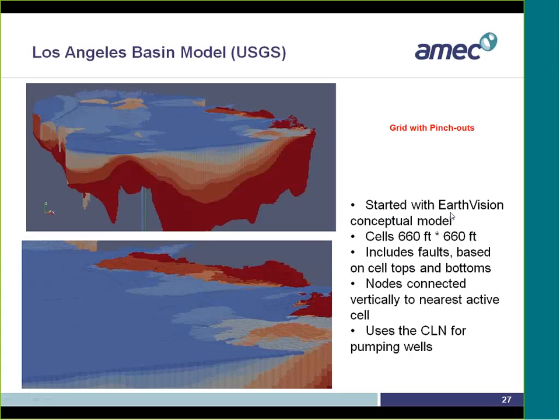They started with a conceptual model and put the grids on top of the conceptual model, which they can do with MODFLOW-USG, because block models can readily be converted to a MODFLOW-USG model. Nodes were connected vertically to nearest active cells, so when you had pinch-outs, they accommodated pinch-outs right away, and they used the CLN nodes for the pumping wells.